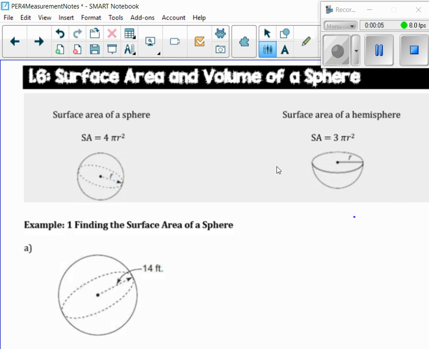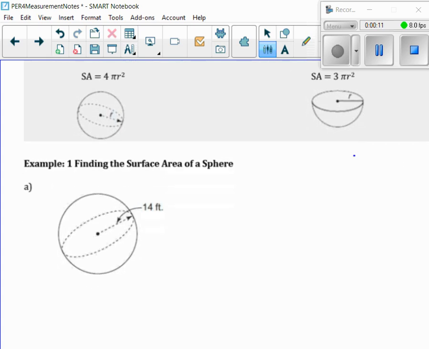We learned where this formula came from. Now let's just apply it. So this is just an easy plug and chug, right? The only thing you've got to watch out for is sometimes they give you the diameter, right? Okay, so finding the surface area of a sphere.